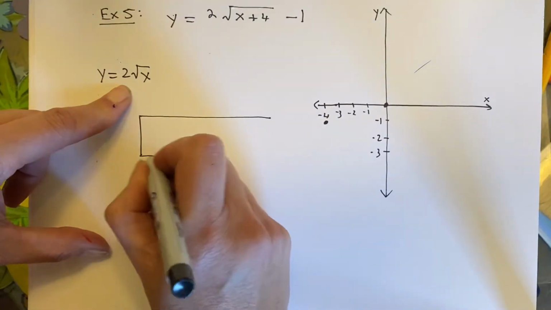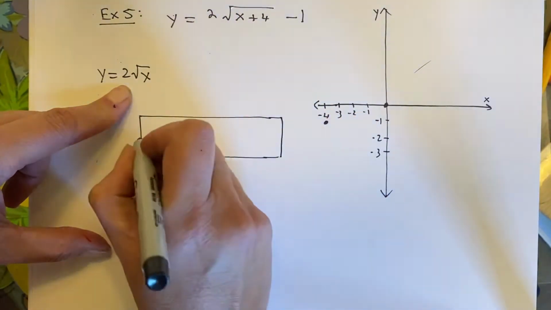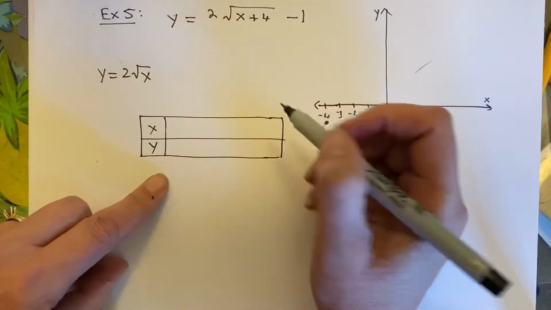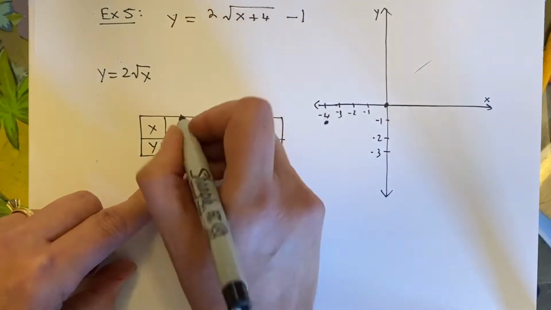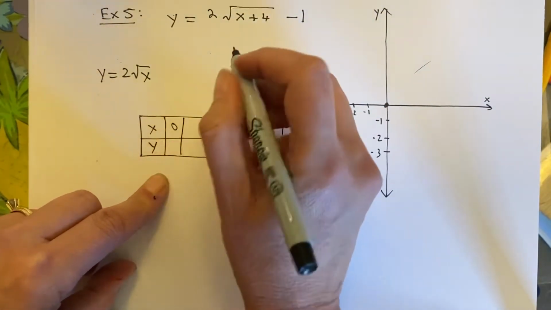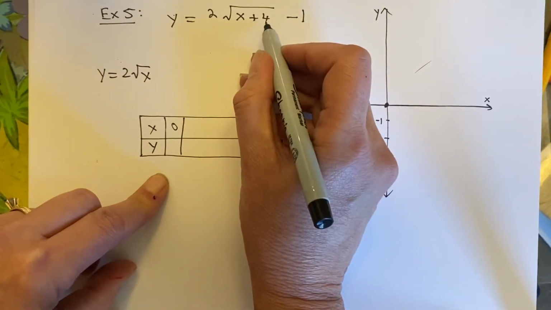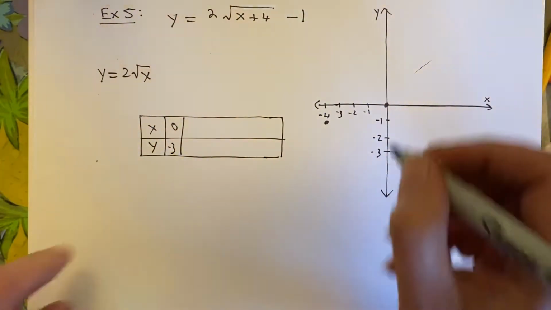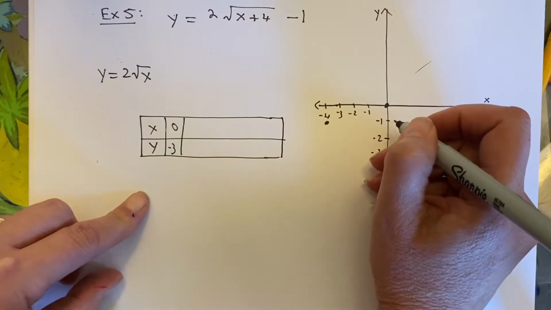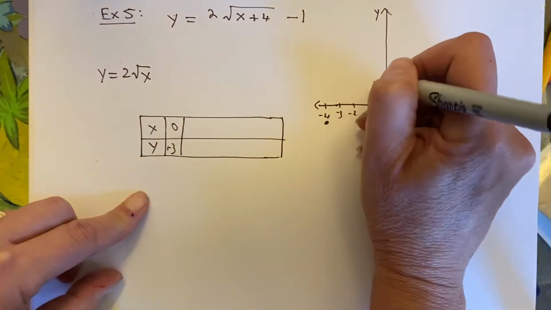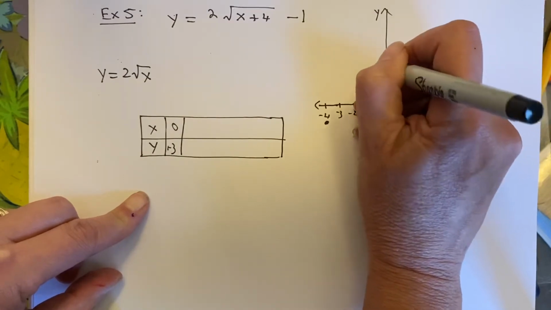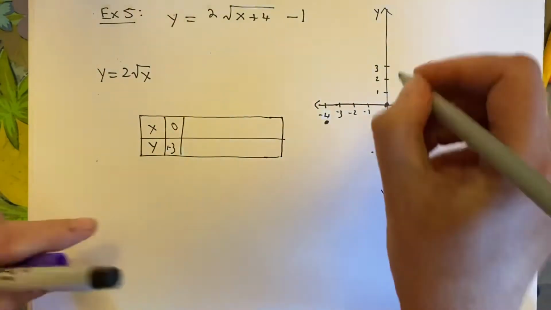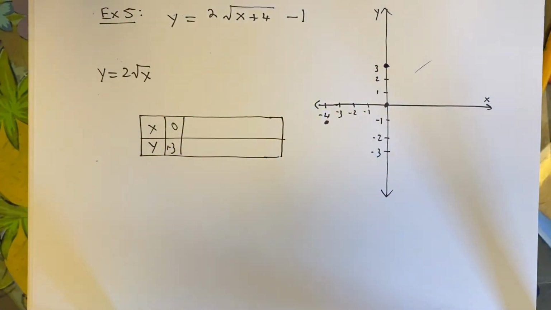Here's my table. So I can see right here that if I put in a 0, I'm going to get 0 plus 4. The square root of 4 is 2. 2 times 2 is 4, minus 1 is 3. So I need to make sure, positive 3, sorry. I'm going to go 1, 2, 3. And my function is going to be at 0, 3. Okay, that's my first point.